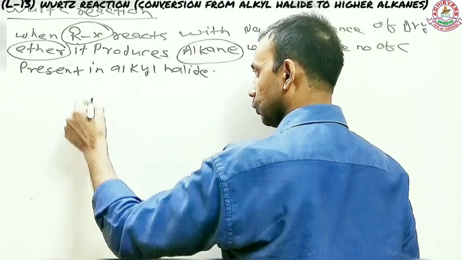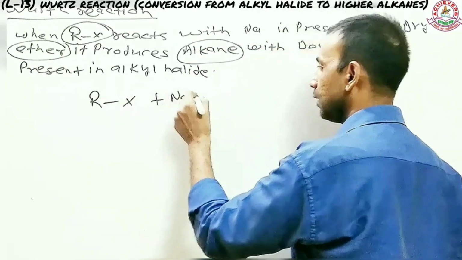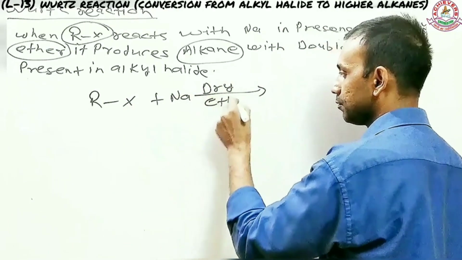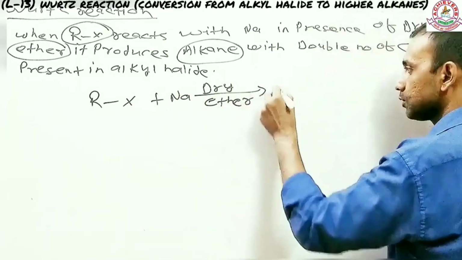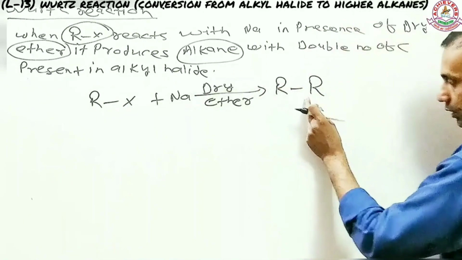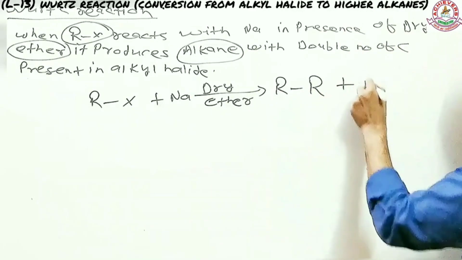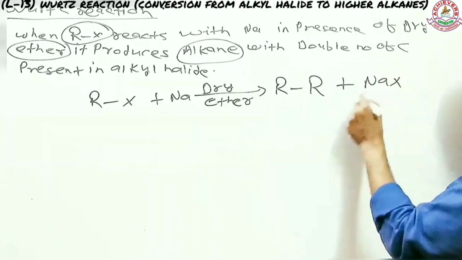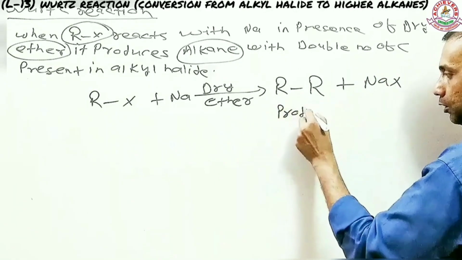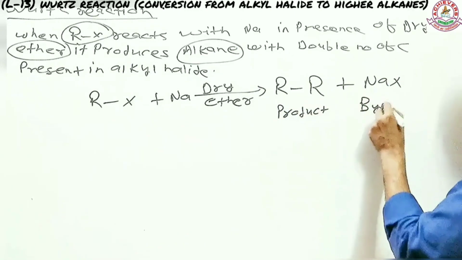Let's talk about what happened when an alkyl halide reacts with sodium in presence of, like I said earlier, dry ether. It forms alkane. What has happened? This has become twice here. So it forms alkane, and along with that, it also forms sodium halide. So this is a byproduct here. This is your main product. And this is your byproduct, right?